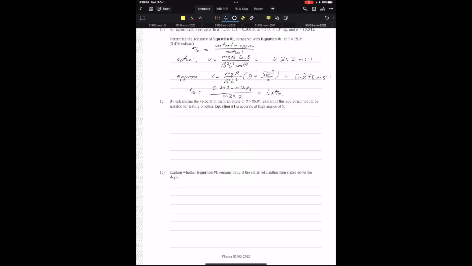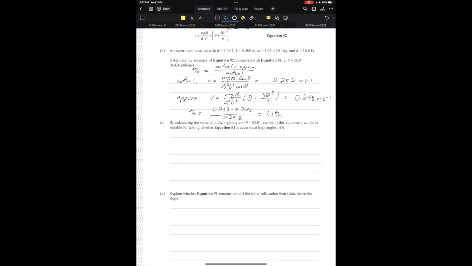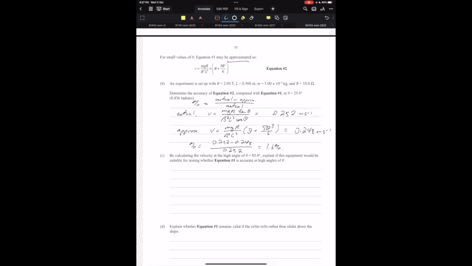So now we move on to part C of question 3. By calculating the velocity at the high angle of theta equals 85 degrees, explain if this equipment would be suitable for testing whether equation number 1 is accurate at high angles of theta. Okay, so again, we make another substitution. So V equals mgr tangent theta divided by b squared r squared cos theta. And this time we just plug in 85 degrees instead of 25 degrees. So 5 times 10 to the negative 3 times 9.81 times 10 ohms times tangent 85 degrees divided by b squared, so 2 squared, times l squared, which is 0.5 squared, times cos 85. We get a velocity of 64.3 meters per second.